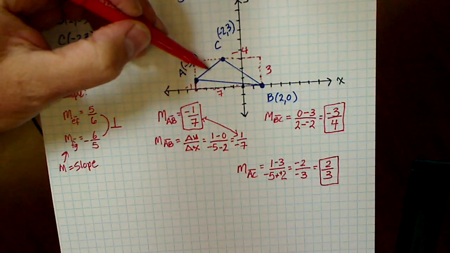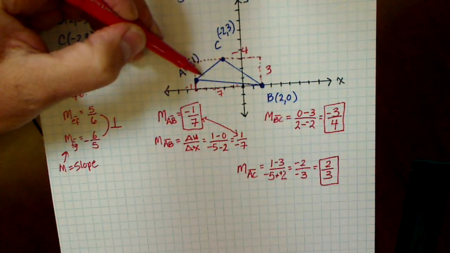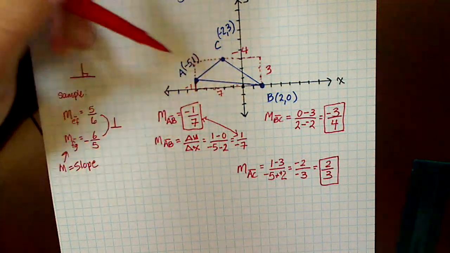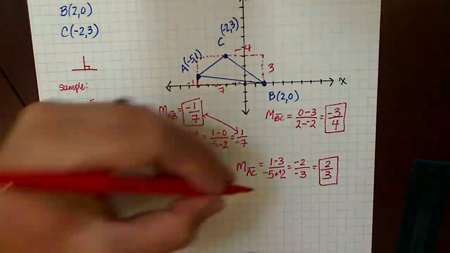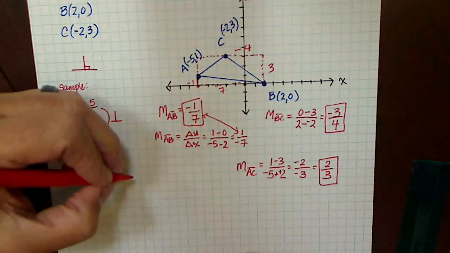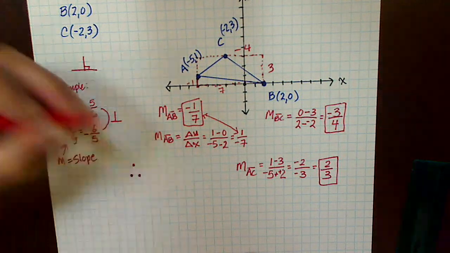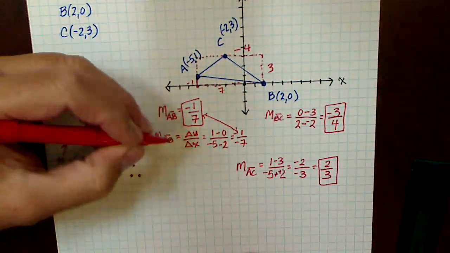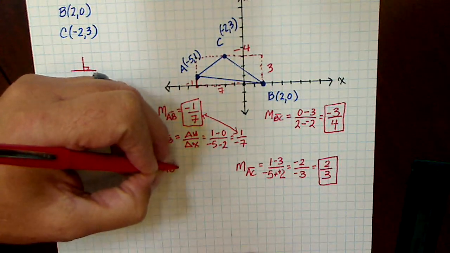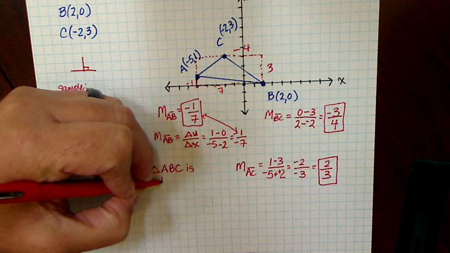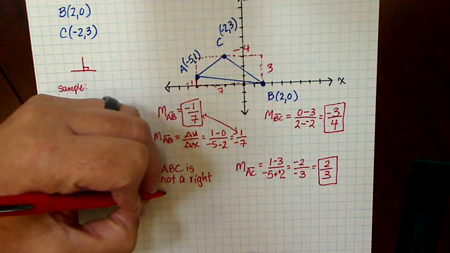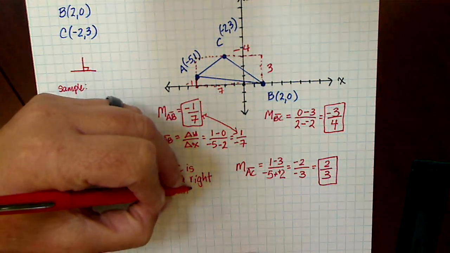Visually, if you look at A to C, it is an increasing slope versus decreasing and decreasing. Increasing slopes are positive, decreasing slopes are negative. None of these are negative reciprocals of each other. So my conclusion is that, therefore, triangle ABC is not a right triangle.